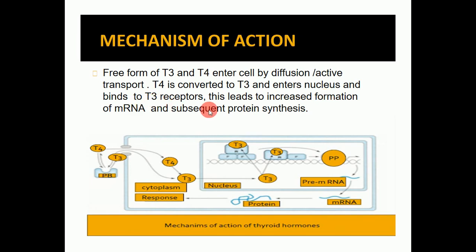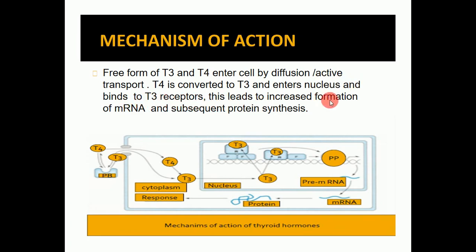T3 receptor, because, as we know there are particular receptors for drugs, in the same way there are particular receptors for a hormone which it can bind with, and then it shows its activity. Hormones are chemical substances produced by the endocrine glands, which pour their secretion directly into the blood. So when T4 is converted into T3, it enters the nucleus and binds to the T3 receptor.